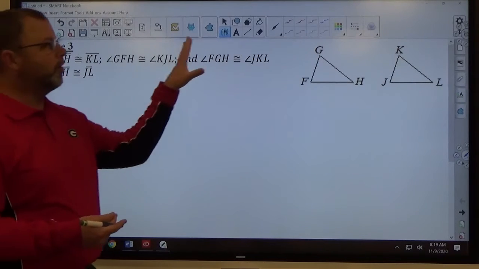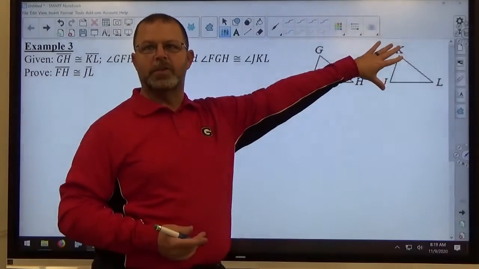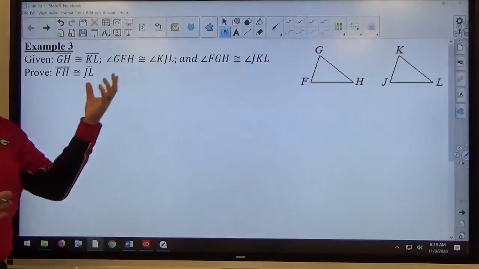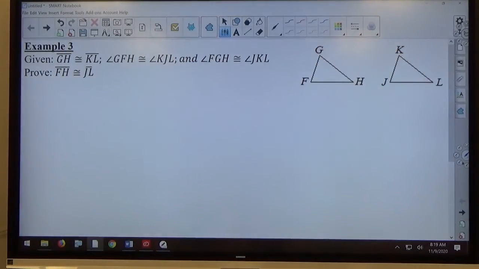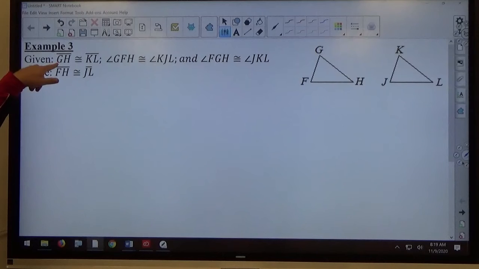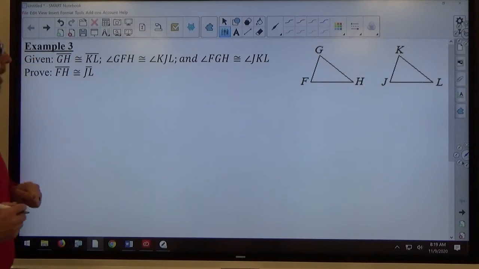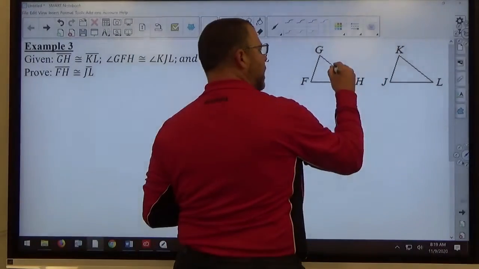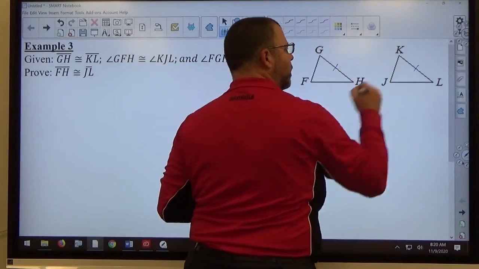Sometimes they don't even give you pictures. Sometimes the picture's not even there. They're going to give you some stuff, so you need to start drawing a picture to represent what's going on. I did draw the picture for you, but let's mark things that are congruent based on what we see here. So GH and KL are both sides, so side GH and side KL. And we mark sides congruent with a tick mark like so.